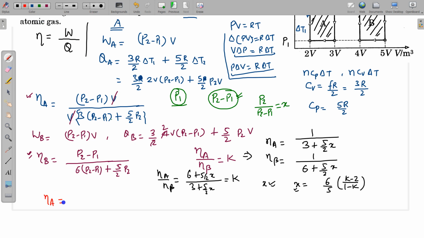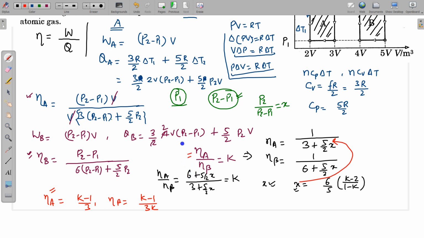So eta A can be found like this. After putting x, this will be equal to (k minus 1) by 3, and eta B is obviously (k minus 1) by 3k. So just put this expression into this and find eta A, and if you find eta A, then you can easily find eta B using this ratio.